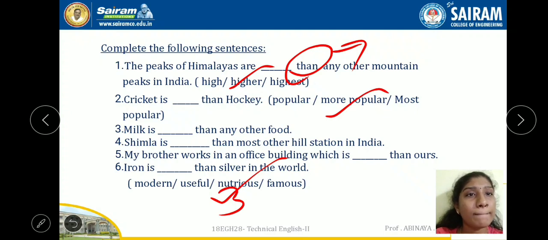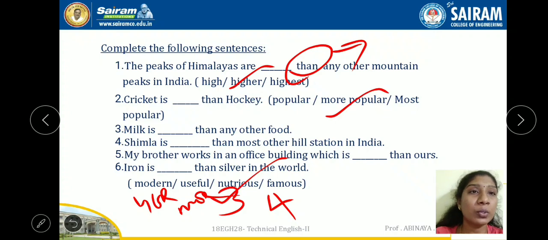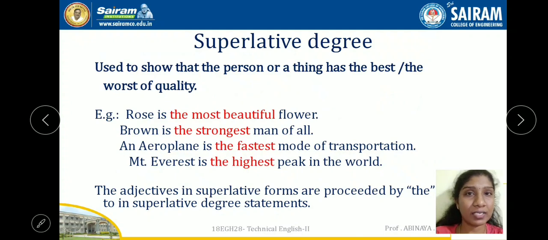Simla is, yeah, you can go for more modern. More famous. Simla is more famous than most other hill stations in India. My brother works in an office building which is more modern than ours. Iron is more useful than silver in the world. Yes. So whenever you get any sentence with than, go for the comparative form of adjective with er or else ier or more.